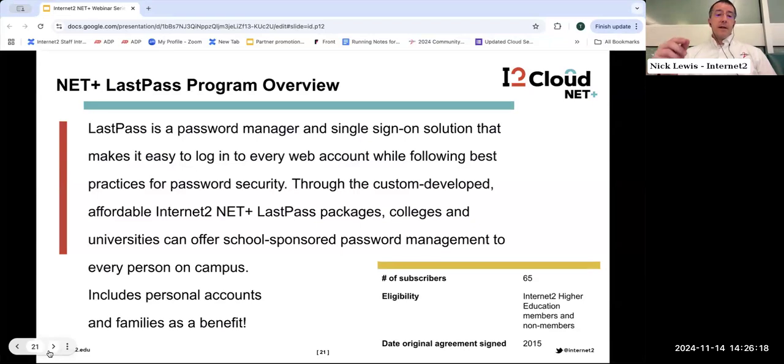One of the interesting things about the Net Plus LastPass program is that it's designed so that everyone on your campus could have a password manager and get that benefit, because everyone on your campus has to use a password, and so they will get the benefit from using the tool. There are currently 65 subscribers to the service, and it's open to higher education members and non-members. And the program started in 2015.